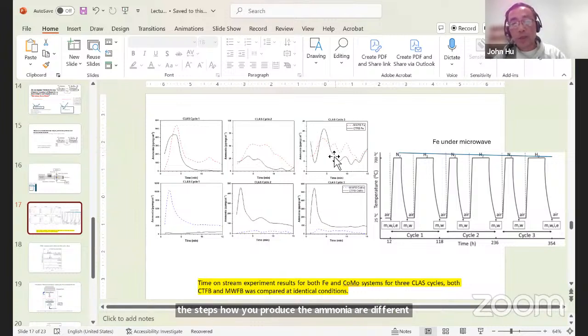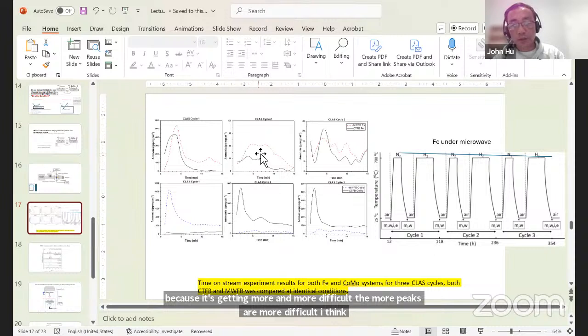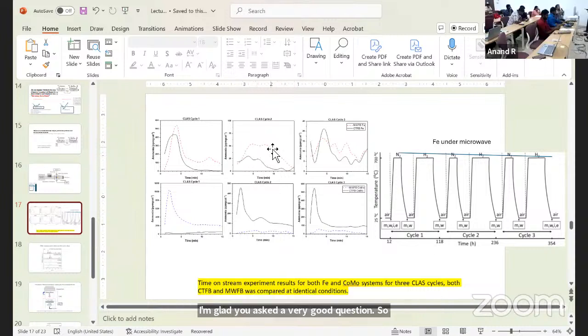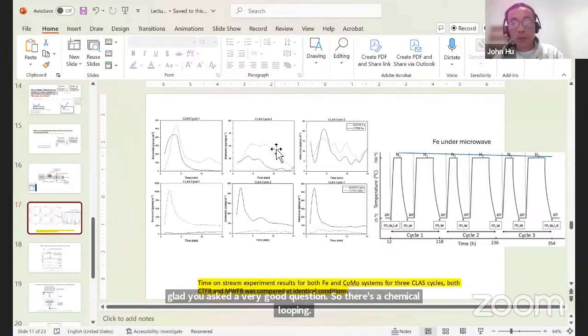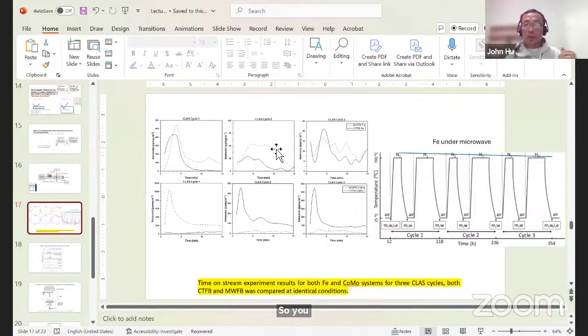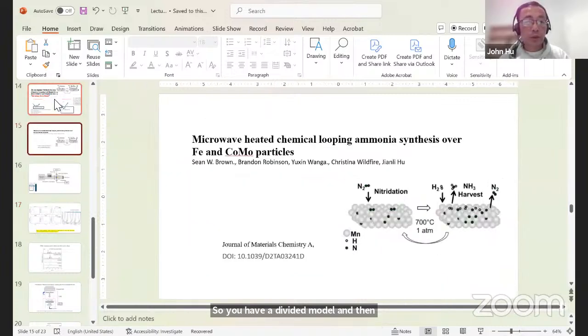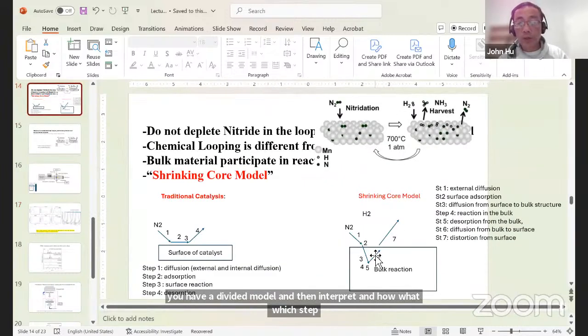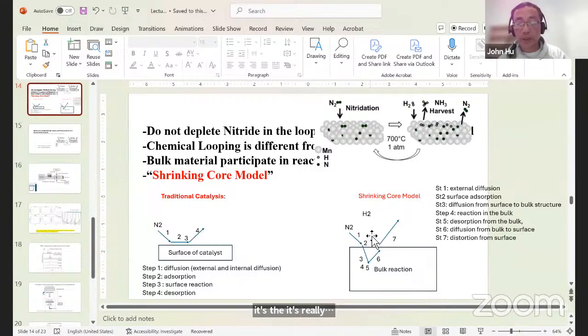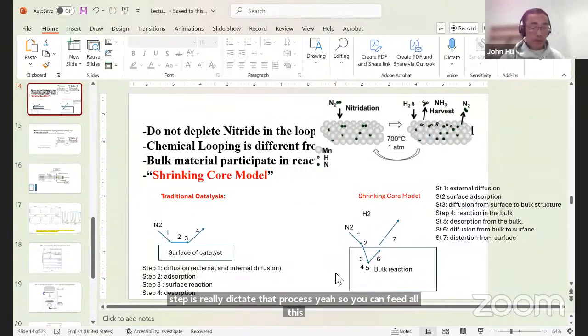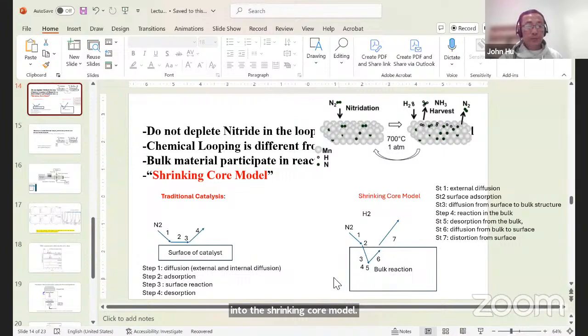I'm glad you asked a very good question. So this is chemical looping. You can model this. Actually, my student modeled this. So you can develop a model and then interpret which step really dictates that process. You can feed all this data into the shrinking core model. Okay, good question. Thank you.